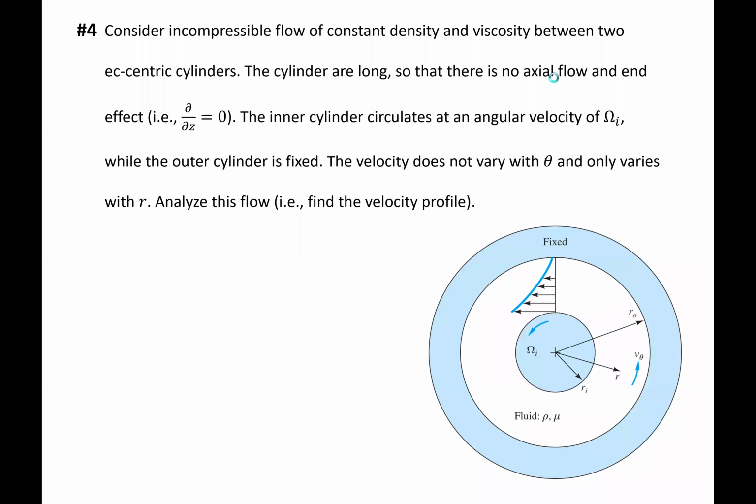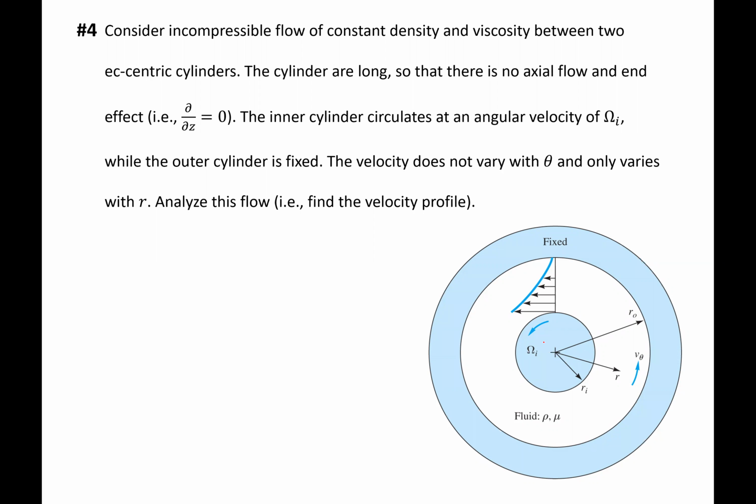This problem is the cylindrical form of Couette flow. In Couette flow, we had two flat plates. One of the flat plates was stationary, the other one was moving at velocity v. Here, instead of having two flat plates, we have two cylinders. The outer cylinder is fixed, it doesn't move. The inner cylinder is rotating at a constant rotational velocity, omega I, and this I stands for the inner.